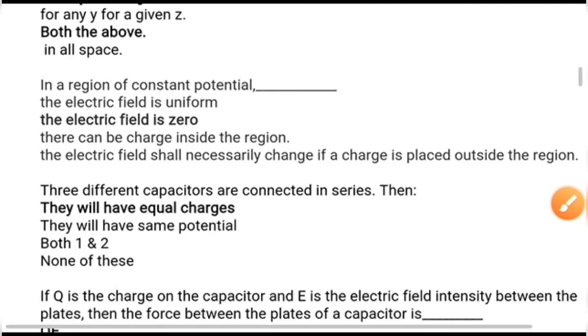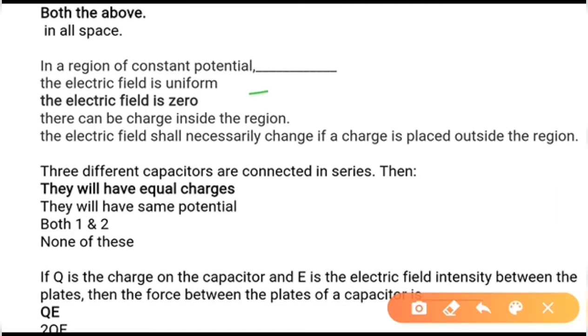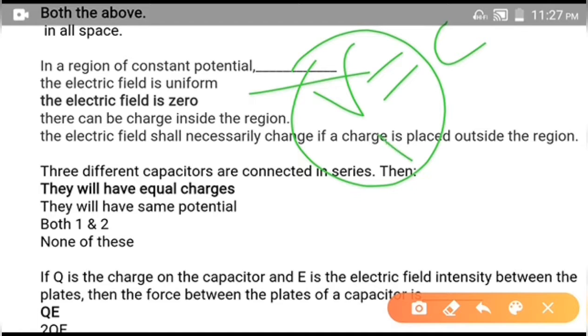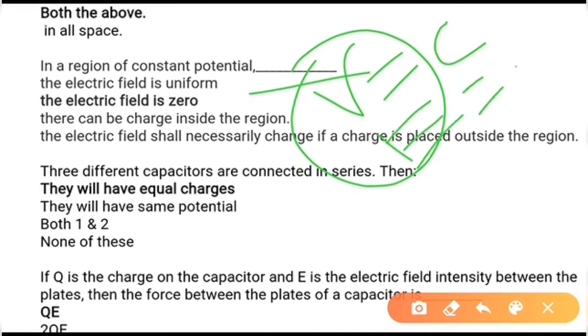In the next question, the region of constant potential: we know that if V equal to some constant, the electric field will be 0, as we know inside an electric conductor. So the answer will be electric field is 0.